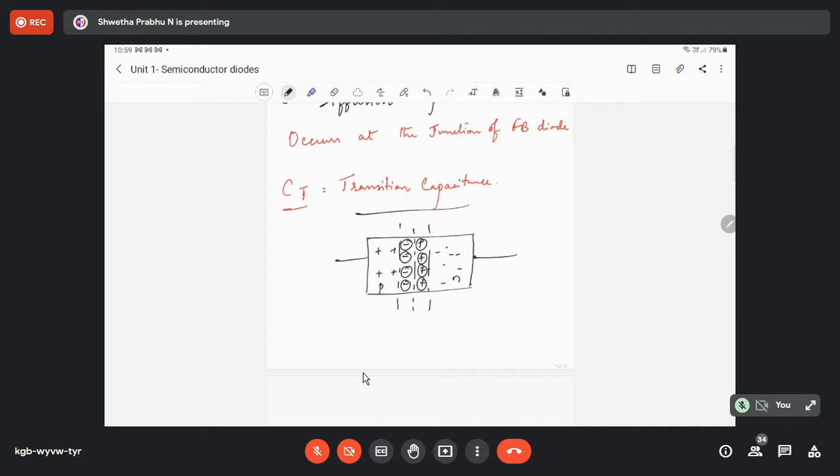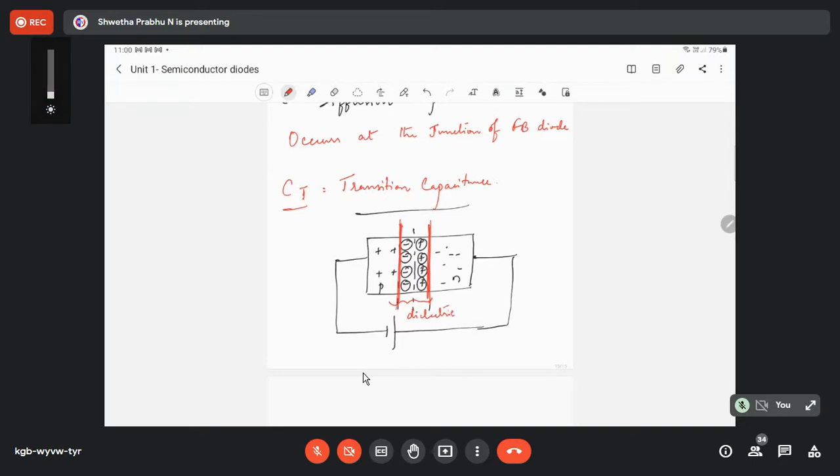Now, what happens when you reverse bias a PN junction diode? It means I connect the P side to the negative of the battery and the N side to the positive of the battery. As you increase the potential, the depletion region widens, correct? Here, I can mention this as a depletion region, or I can also call this a dielectric. And these two, the junction, behave like the plates of a parallel plate capacitor.